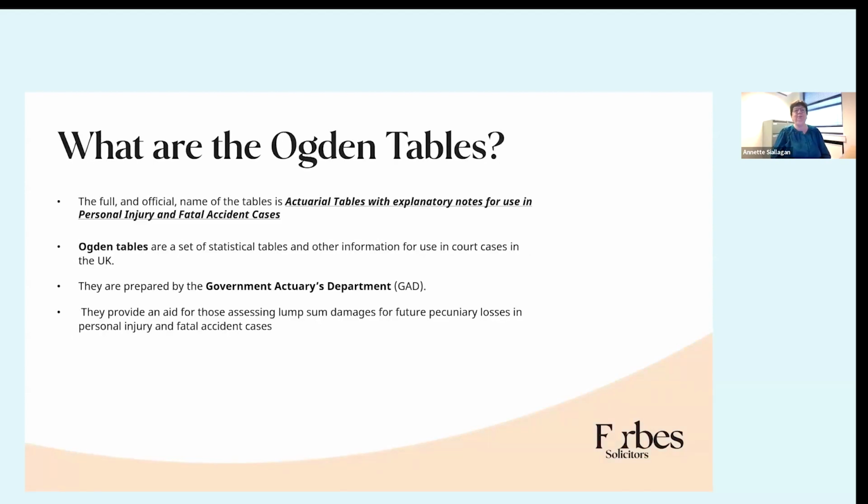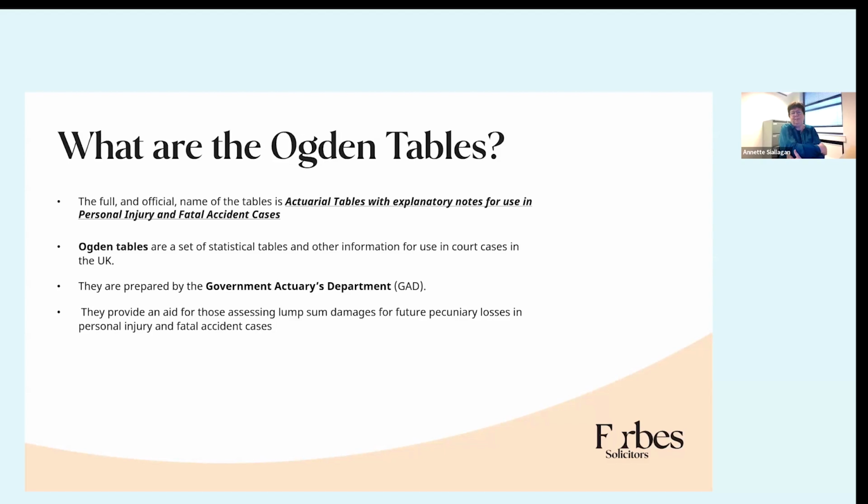So, what are the Ogden tables? Well, their actual name is the Actuarial Tables with Explanatory Notes for use in personal injury and fatal accident cases. The reason we call them the Ogden tables is because they're named after the chairman of the first few working parties, Sir Michael Ogden, QC. So that's kind of their nickname, but it has pretty much stuck.